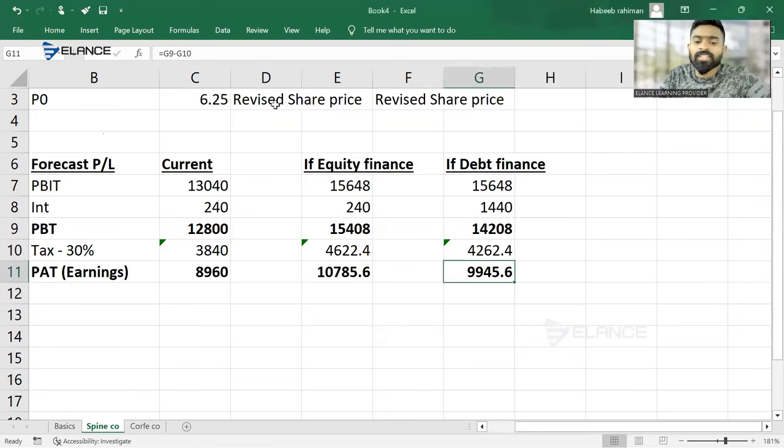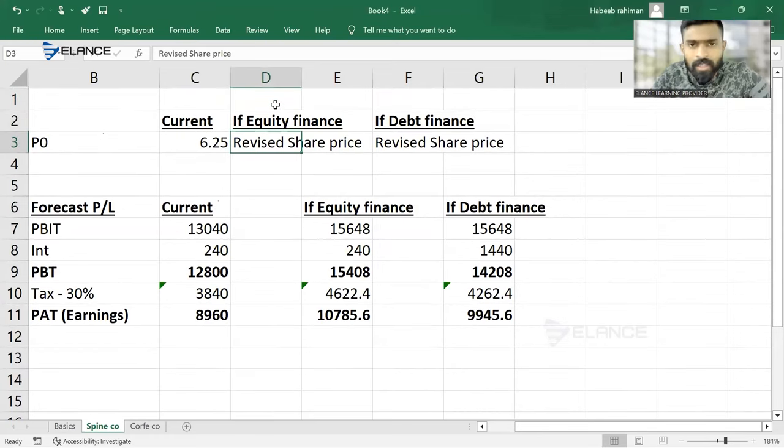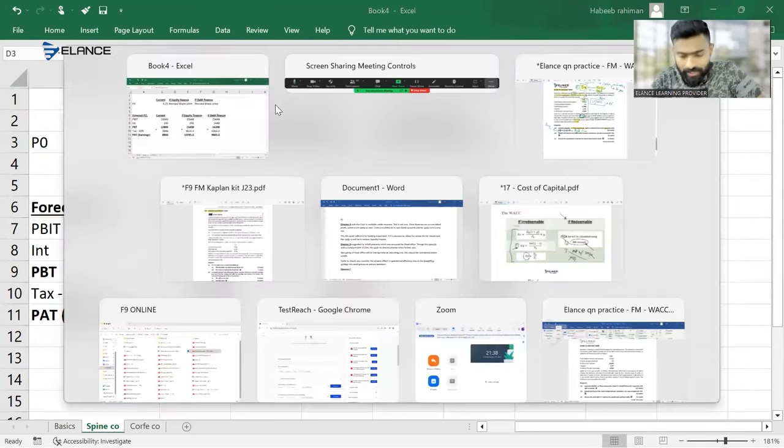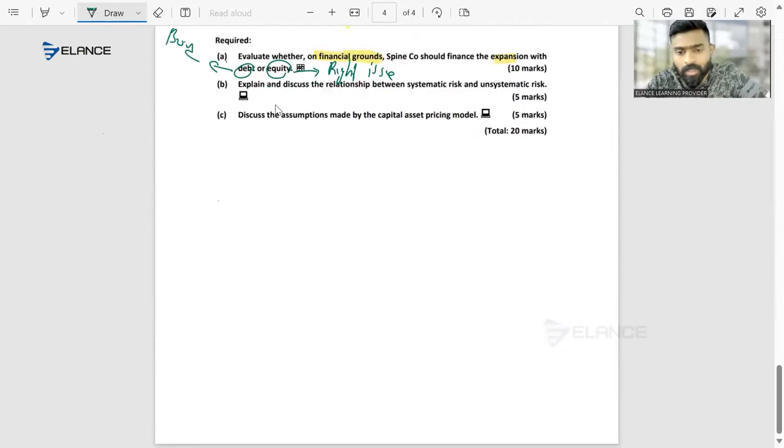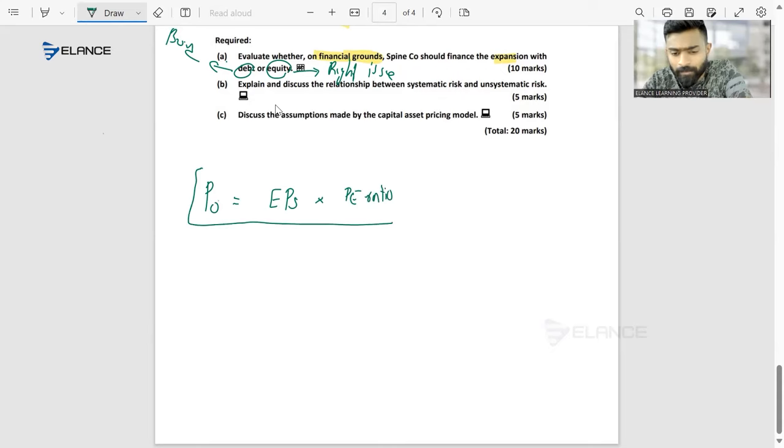We need to calculate share price. Please do learn a formula. It's from the business valuation topic. Share price is equal to EPS into PE ratio. While I'm teaching, I'll explain the concept behind this formula, but at this point, as I mentioned earlier, we don't have sufficient time for that. So please learn this. Share price is equal to EPS into PE ratio.